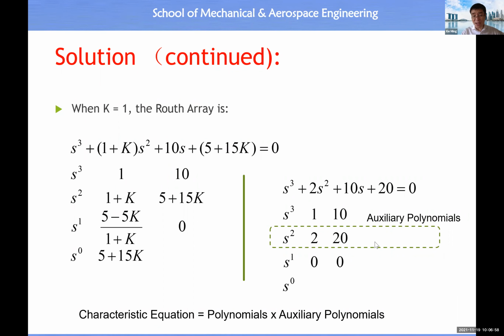Take the polynomial equation from the previous row. Let's say this is a zero row, the row with all zeros. Then in the previous row, you use these two coefficients to construct a polynomial. We call this an auxiliary polynomial. This auxiliary polynomial is a part of the original polynomial. So the denominator equation, or characteristic equation, is equal to the auxiliary polynomial times the remaining polynomial, okay?